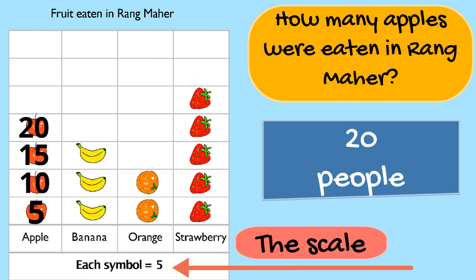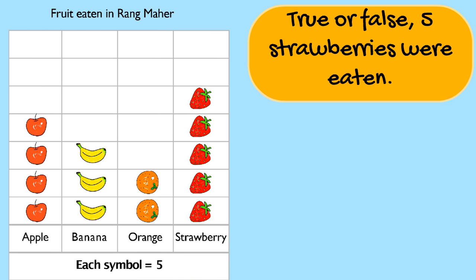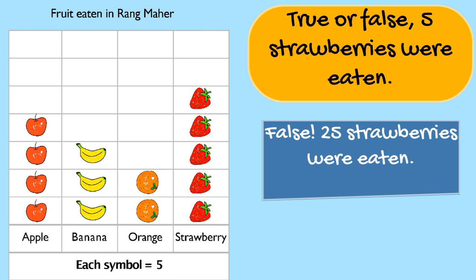Next question. True or false? 5 strawberries were eaten. Pause the video and write down your answer. Well, remember, the scale is each symbol is equal to 5, so it's false. 25 strawberries were eaten.